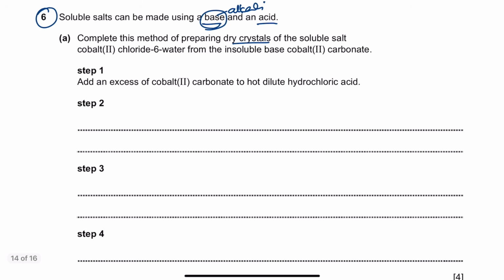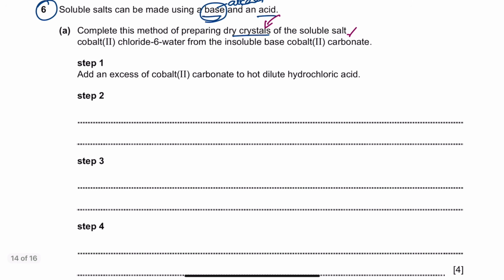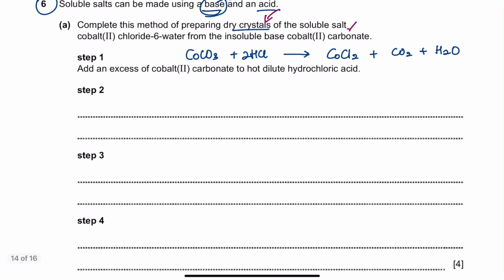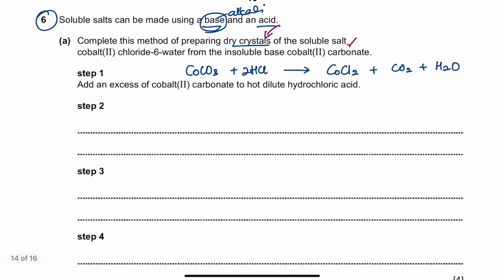So again, this question is asking you to lay out the method for preparing dry crystals of a soluble salt. They have already given you the first step here, whereby you are adding cobalt carbonate with hydrochloric acid. This means that you will be getting cobalt chloride with carbon dioxide and water. So just don't forget to balance this equation. Even though the chemical equation is not being asked, always practice writing down your chemical equation when it comes to finding out your observation or when it comes to preparing a crystal.